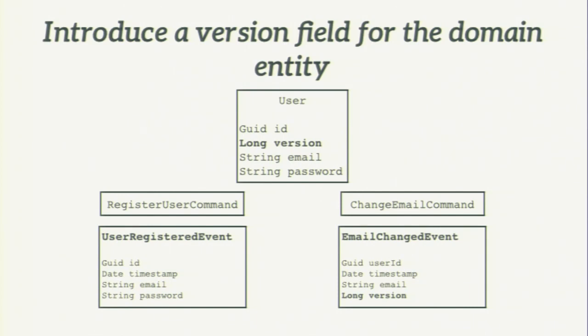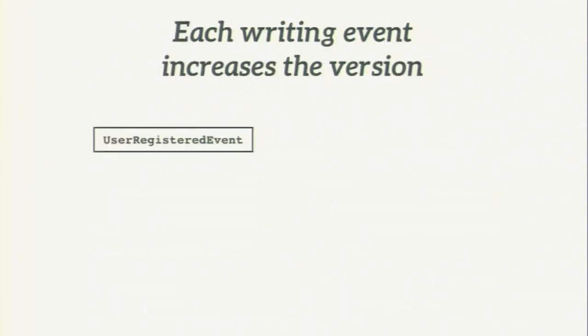So if we want to introduce an optimistic logging approach, we can go ahead and add a version field to our user, and also have the version obviously in the events. In the email changed event. Why not in the user created event? Because this always includes version equals 0. A freshly created user has the version 0 or 1, whichever you prefer. And each writing event then increases the version.